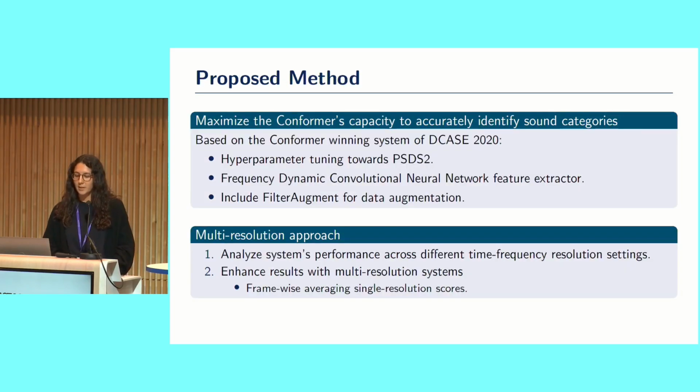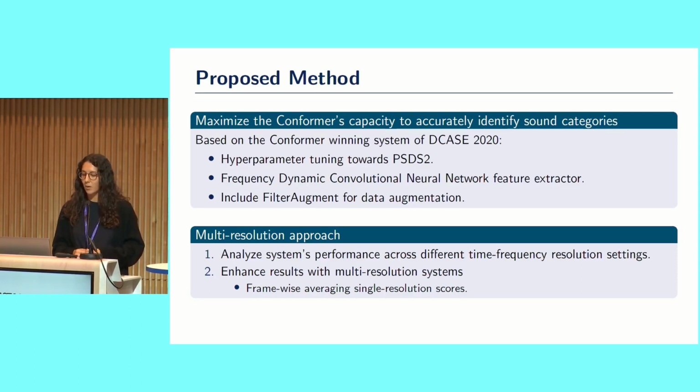To do this and maximize the conformer's capacity to accurately identify sound event categories, we based our work on the conformer winning system of 2020, and we first performed a hyperparameter tuning towards PSDS2. Then we employed different methods that were crucial for enhancing results, such as a frequency dynamic convolutional neural network feature extractor, and also including filter augment for data augmentation. And then we employed our multi-resolution approach for the analysis.